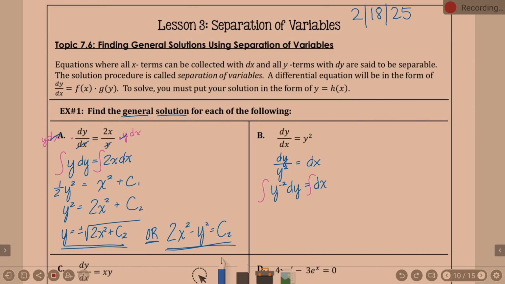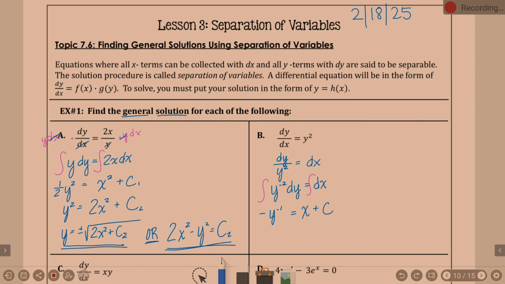What are we going to get when we integrate y to the negative second? Okay. Add 1 to the power, which makes it negative first, and then divide by that power. I just multiply it, so negative y to the negative first equals, what about the integral of dx? X. And don't forget a plus c.